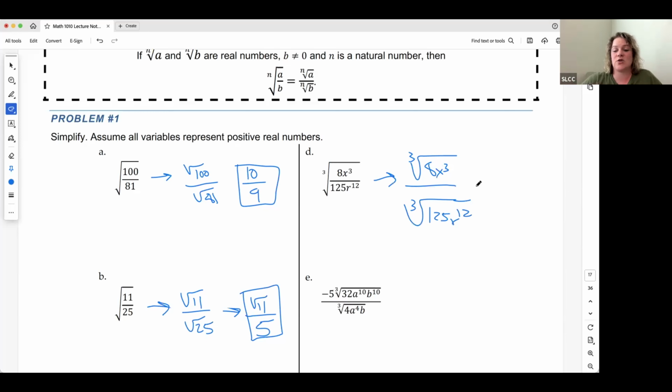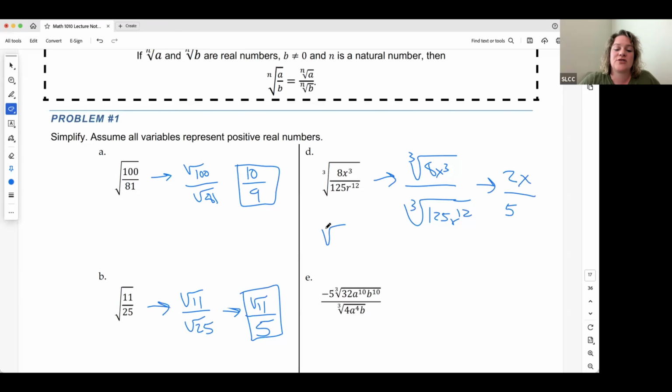How do I take that cube root? In the numerator, I'll have 2x. What times what times what gives you 8x cubed? 2x. And in the denominator, I know the cube root of 125 is 5. And then remember, you're just dividing 12 divided by 3.